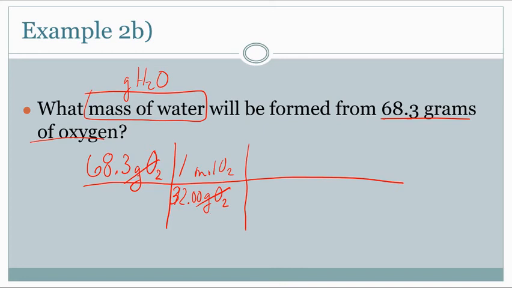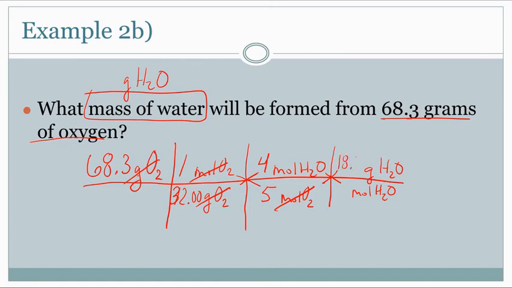I'm at moles O2. Moles O2 goes on the bottom, and I'm going to moles of H2O. Well, I had 4 moles of H2O produced for every 5 moles of O2. Moles O2 cancel, and now I'm going from moles of H2O to grams of H2O. The molar mass of H2O is 18.02 grams for every 1 mole. Moles H2O cancel.